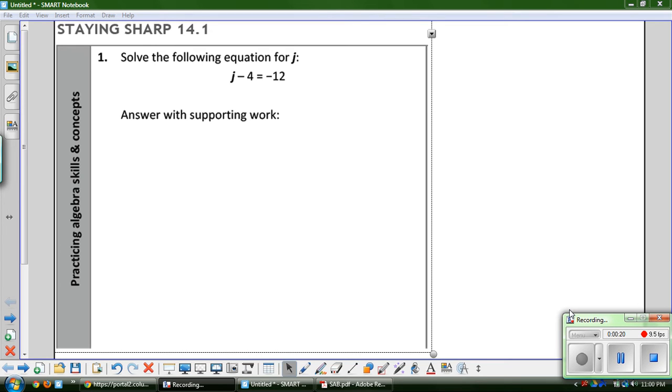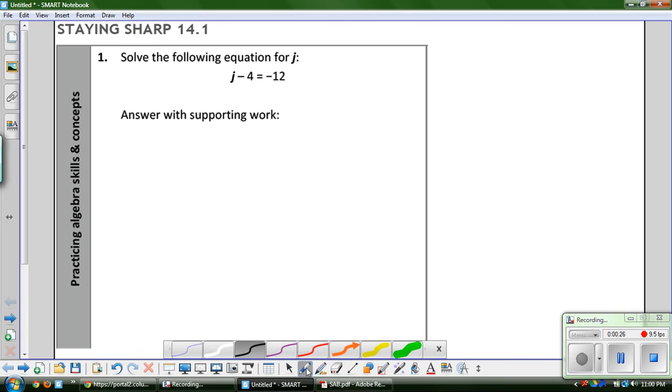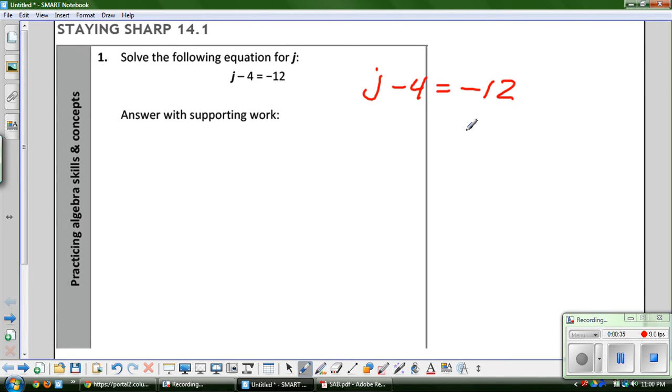So staying sharp, 14.16 questions. Let's get this wrapped up. So solve the following equation for J. Well, this is what we've been talking about the last couple of days. Let's go ahead and write it over here. We have J minus 4 is equal to negative 12. Okay, so what we're trying to do is solve for J. You guys know what to do. That means you get J by itself.